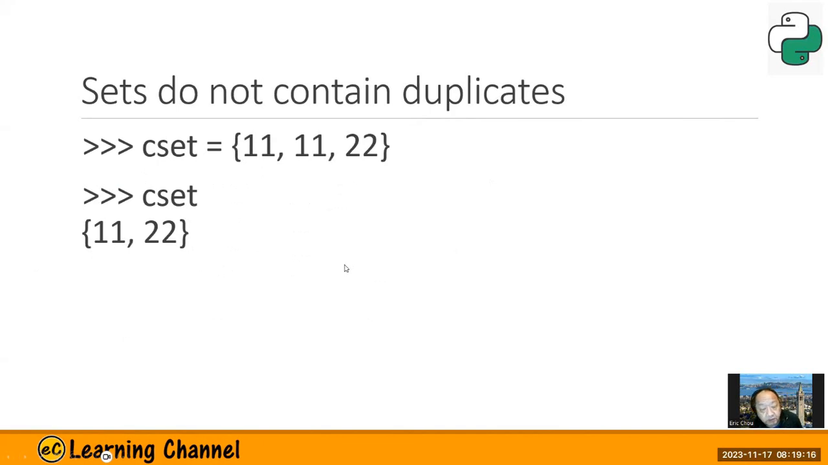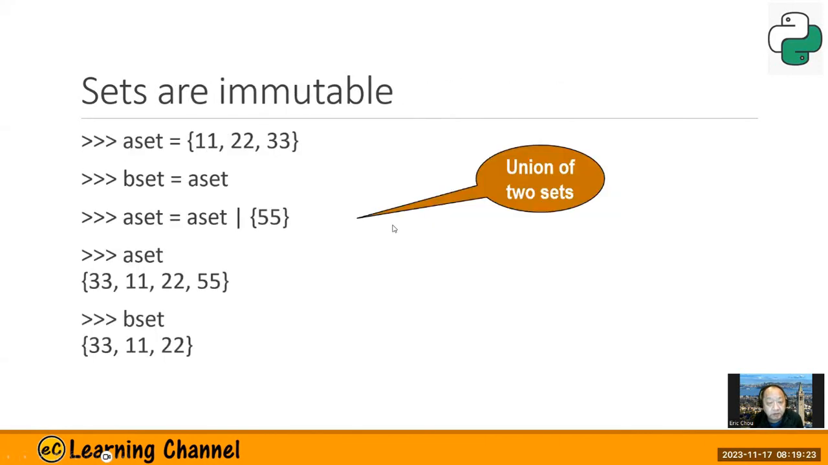So C set equals 1, 1, 2, 2, 3, 3. When you print it, the duplicated items will be removed. So A set equals 1, 1, 2, 2, 3, 3. B set equals A set. Then A set equals A set or, okay, this one is called union. A set union with 5, 5 will become 3, 3, 3, 1, 1, 2, 2, 5, 5, 4 members. The single bar, we call it union.